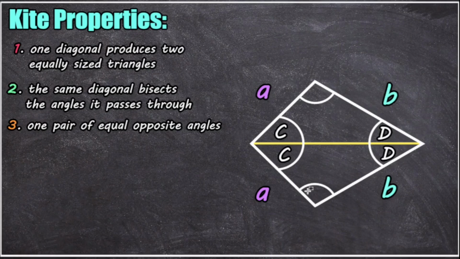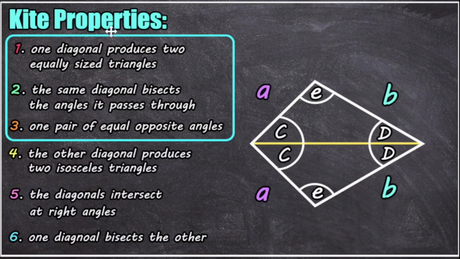And since in both triangles these are the angles opposite the base, they must be corresponding angles, and therefore they must have the same value. I'll give them the label E, but notice that these two angles, which are identical, are opposite angles in the kite. And so that satisfies the third property, that a kite has one pair of equal opposite angles.